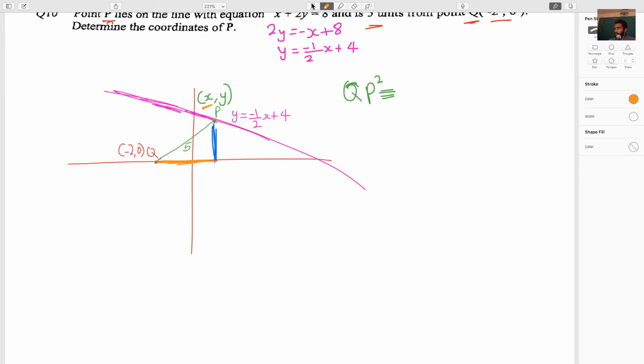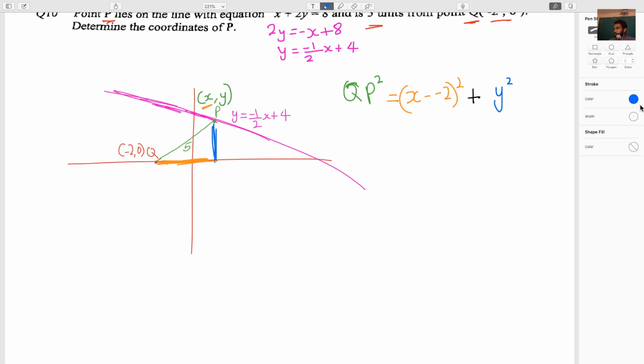Okay, so let's do that. So we have now that QP squared is going to be equal to this here, which would be x minus 2, x minus 2 squared, plus, and we do the same thing for that blue part, but that's the y-axis. So the y-axis, now we have y minus 0 squared, which we can just write as y squared.